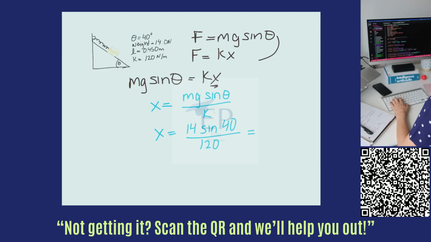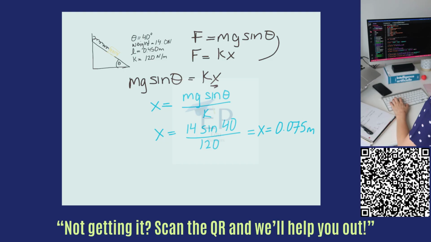And so we get that x equals 0.075 meters. So that is the equilibrium point, or the position of the block.